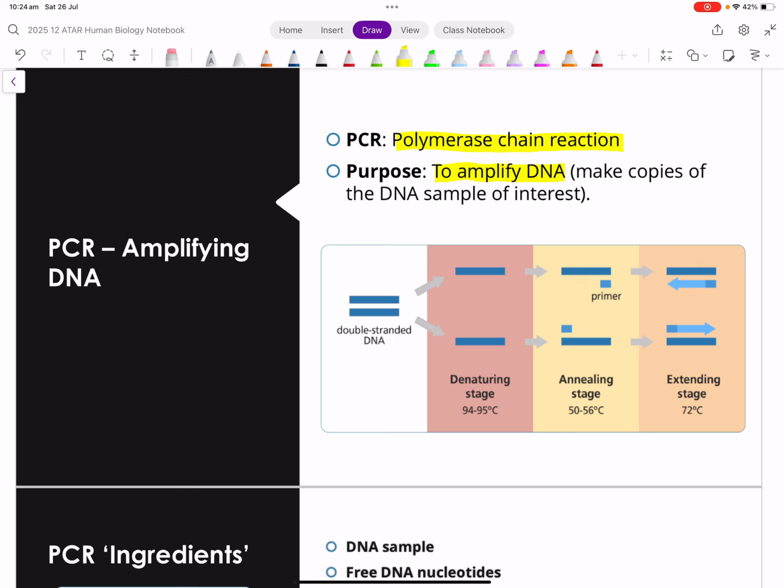PCR occurs over three key steps. Firstly, we have a denaturation stage, we have an annealing stage, and finally we have an extension stage. All of them have very specific temperatures and specific jobs, and at the end of this lesson we'll go through and analyze each quite deeply, but for now we're just going to go through some of the ingredients and some of the key parts for each stage.